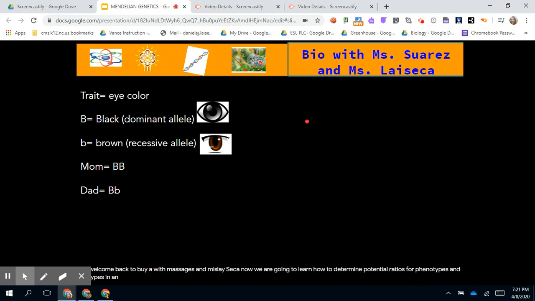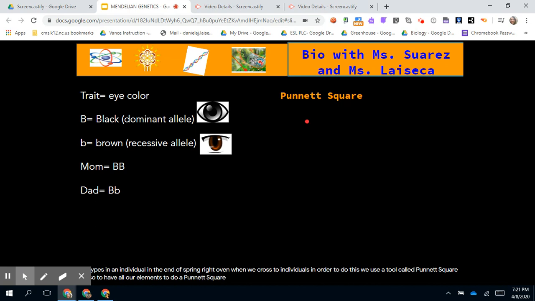Now we are going to learn how to determine potential ratios for phenotypes and genotypes in an individual, in offspring, right? Often when we cross two individuals. In order to do this, we use a tool called a Punnett square.